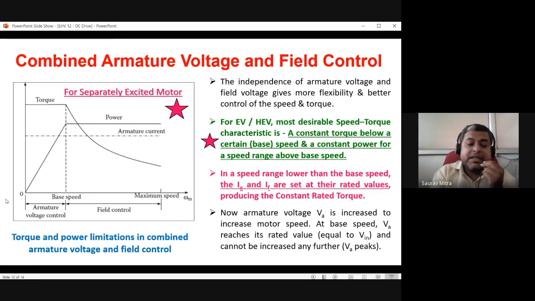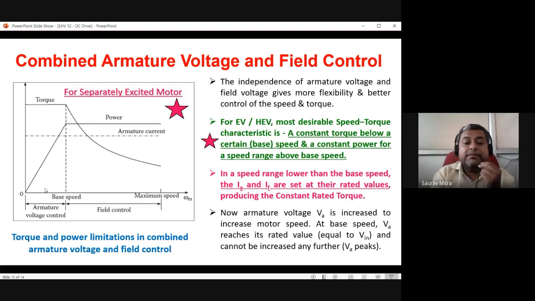Now the armature voltage is slowly increased, and finally the armature voltage VA cannot be increased any further. So the armature voltage VA is increased to increase the motor speed. At base speed VA reaches its maximum, in this case equal to Vin. VA cannot be increased any further. So what is the base speed?